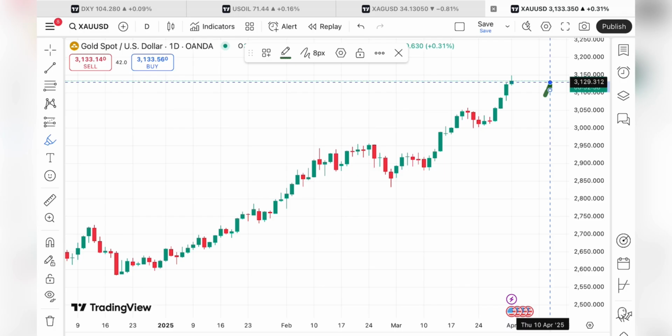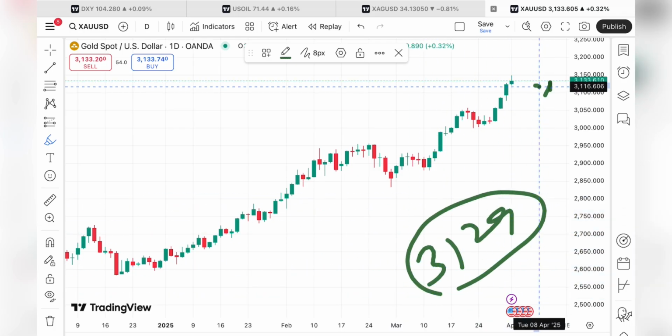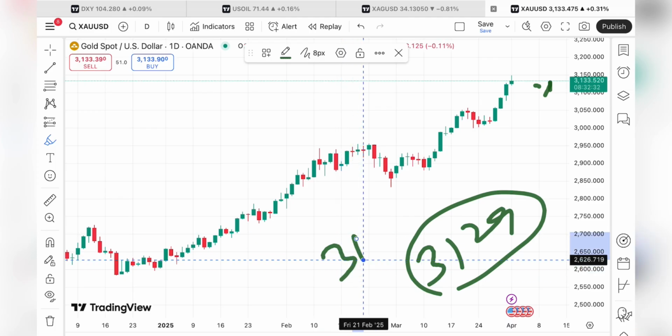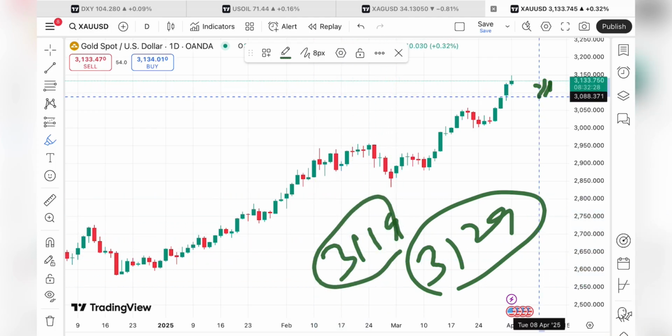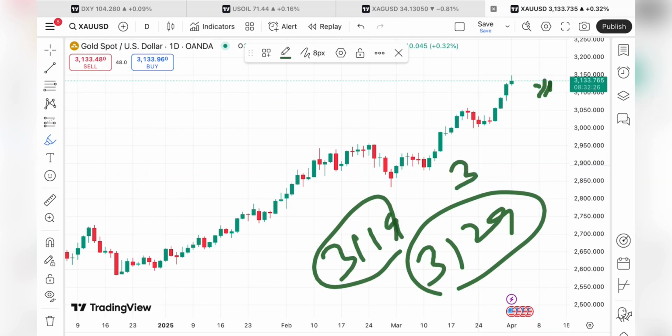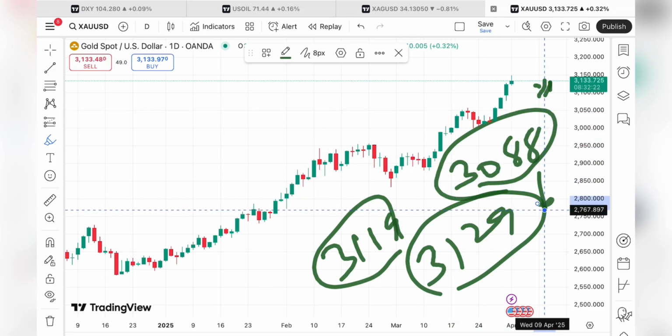Looking at this trend, the next support is coming at a very close level, that is $3129. If the price starts falling below that level, there is a chance of touching $3119. And if the price goes below that level, it will touch a level of $3088, and if that doesn't sustain, a further fall will be there.